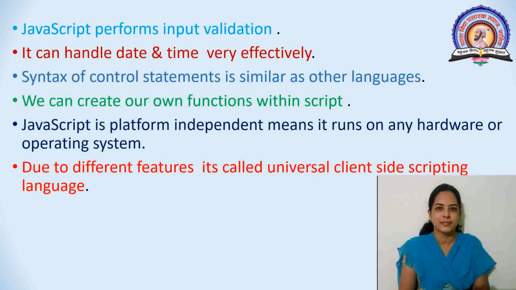Then next is JavaScript is platform independent. Means it runs on any hardware or operating system. That is, JavaScript doesn't require any special hardware or software. On any system we can run the JavaScript code. And the last feature is, due to different features, it is called a universal client-side scripting language.